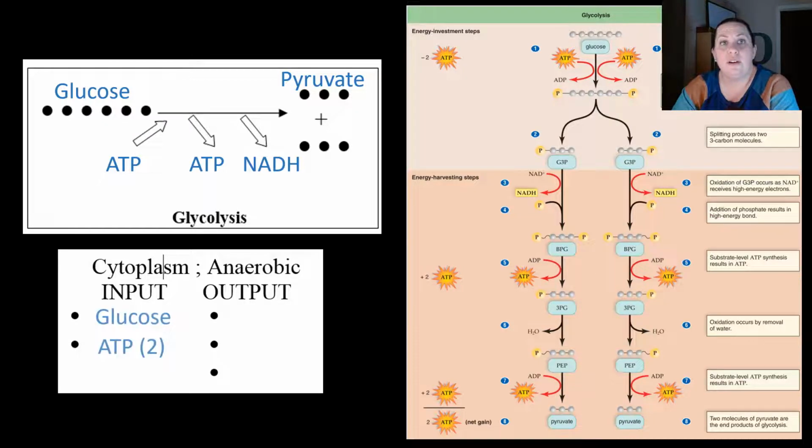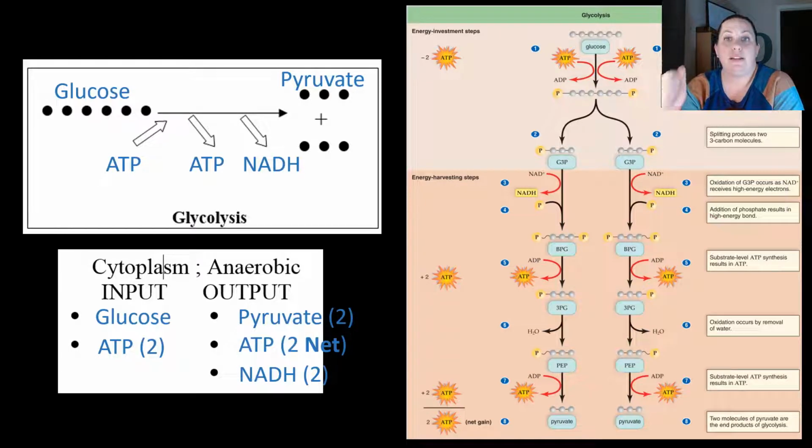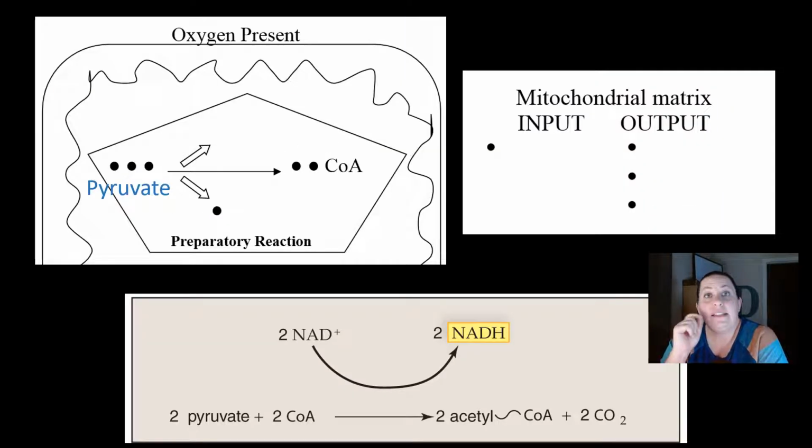So what are our inputs and our outputs? Our inputs are glucose, and we're going to put in 2 ATP. Our outputs are pyruvate, and we have 2 of them. We also have ATP, which gives us 2 net. So 2 went in, but I made 4 because I got 2 left over. And we're going to have 2 NADHs. So what went into glycolysis and what came out of glycolysis, inputs and outputs. And remember, this process takes place in the cytoplasm. And if you'll notice too, oxygen does not have to be here. Oxygen has to be present here in order for us to enter into the actual mitochondria.